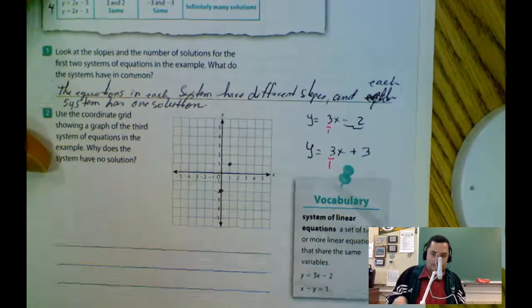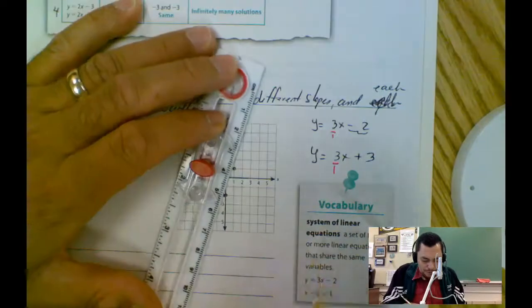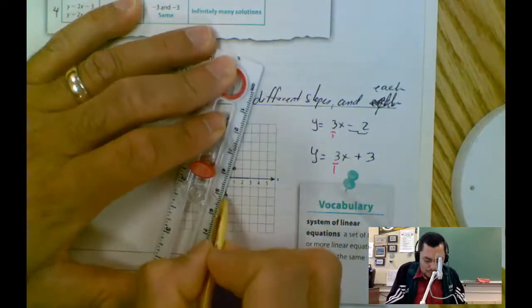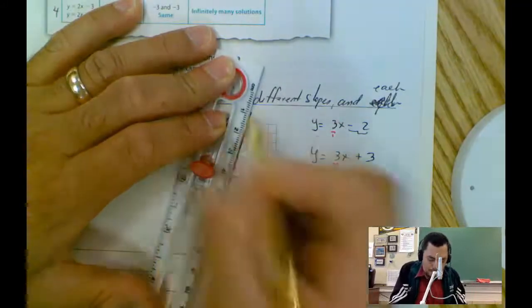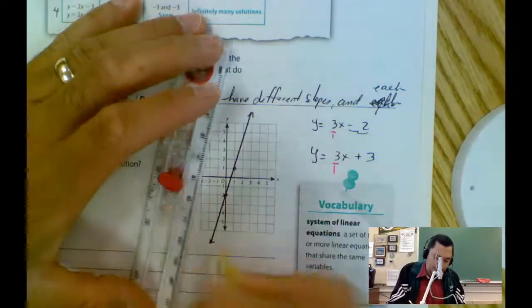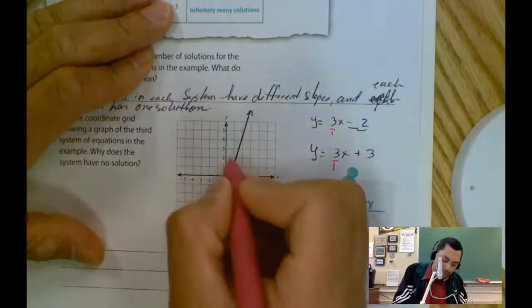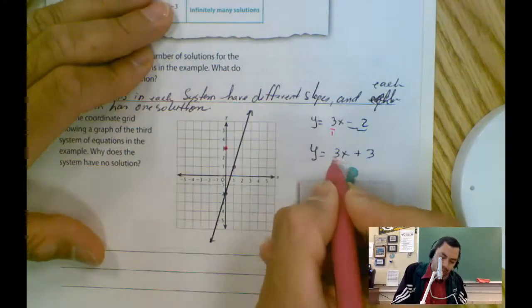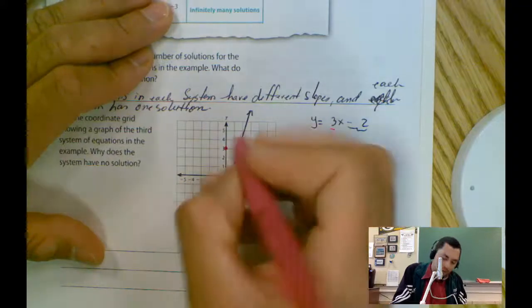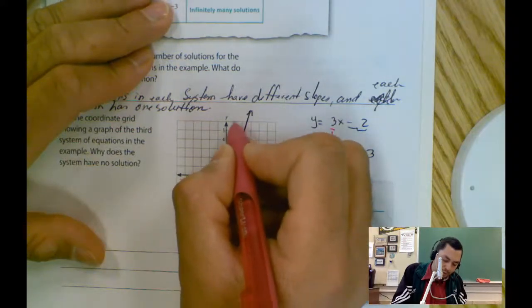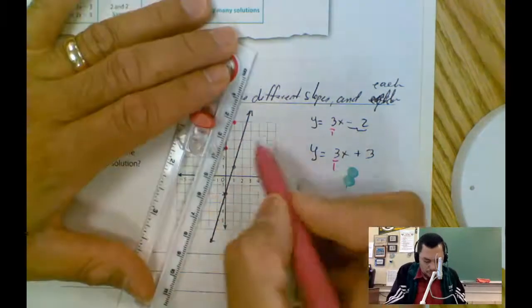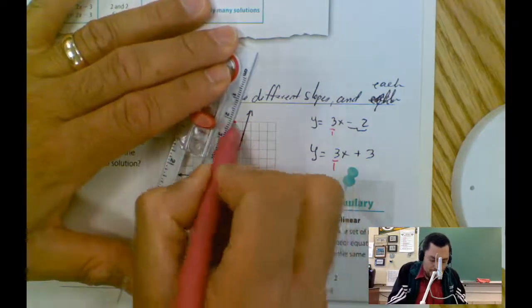So let me use the ruler here. I'm going to graph this equation. Okay, that equation is done. Now I'm going to do the second one. I'm going to use a different color. So I have +3, so I'm going to 3. Again, I'm going up 3 units and to the right 1, 1, 2, 3, right 1. So in this case, I graph the second one.